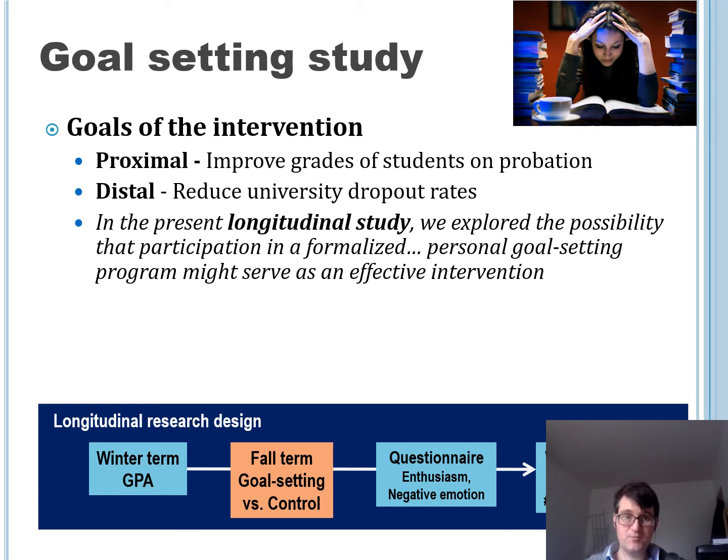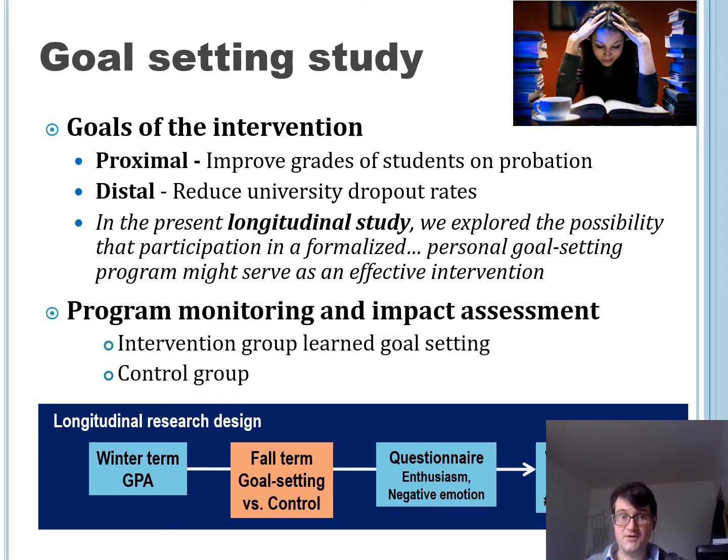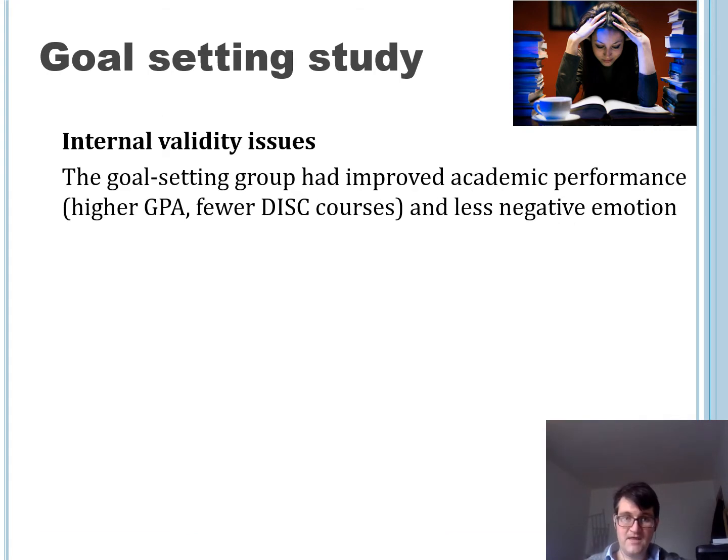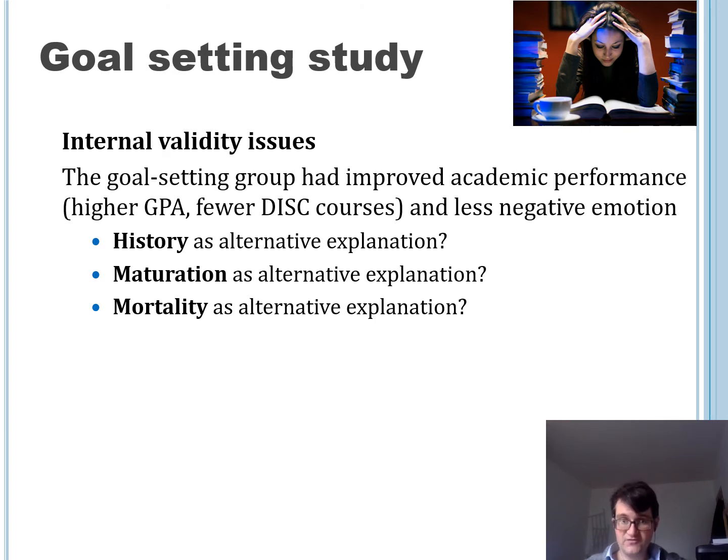Goals of the intervention: proximal, improve grades with students on probation, and distal, to reduce university dropout rates. In the present longitudinal study, we explored the possibility that participation in a formalized personal goal setting program might serve as an effective intervention. Program monitoring and impact assessment: the intervention group learned goal setting and the control group did not. Internal validity issues: the goal setting group had improved academic performance, higher GPA, fewer discontinued courses, and less negative emotion. History as an alternative explanation.